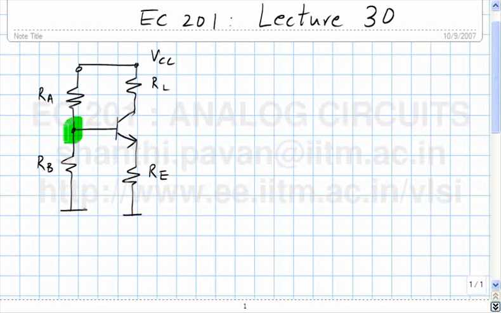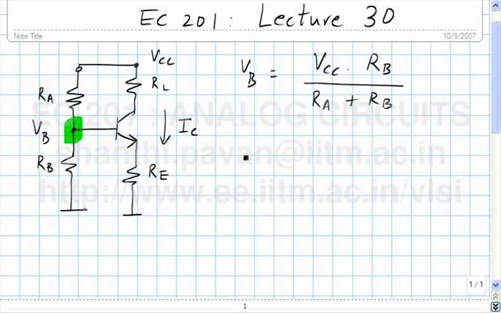Oh, by the way, if the base current is neglected, what is the potential at this node? Let me call that VB. VB is nothing but VCC times RB by RA plus RB, and the collector current IC is going to be approximately VB minus 0.65 divided by RE. And why does this make sense?